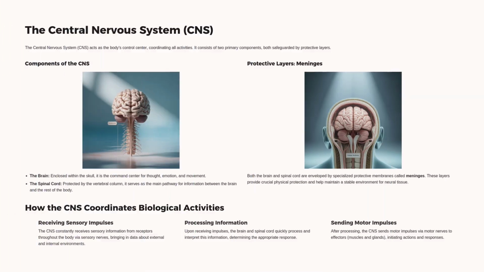The central nervous system, CNS. The central nervous system, CNS, acts as the body's control center, coordinating all activities. It consists of two primary components, both safeguarded by protective layers. Components of the CNS. The brain.